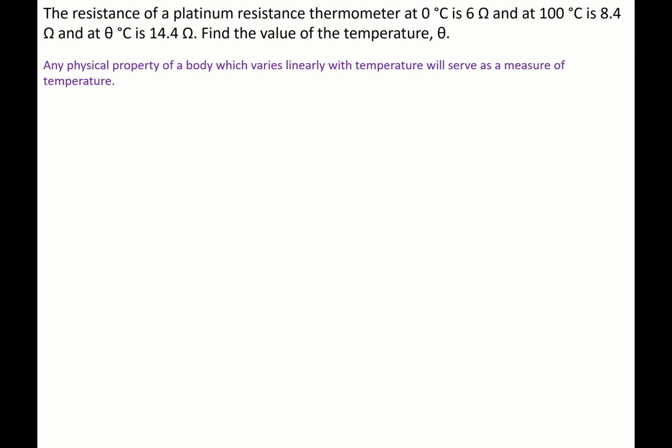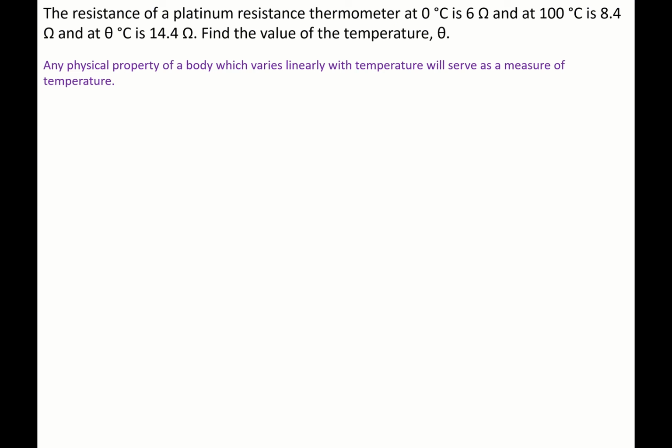Now, what we are given here is a question on the resistance of a platinum resistance thermometer, which is 6 ohms at 0 degrees Celsius and then 8.4 ohms at 100 degrees Celsius. Now what you want to know is to find the temperature when the resistance is 14.4 ohms.